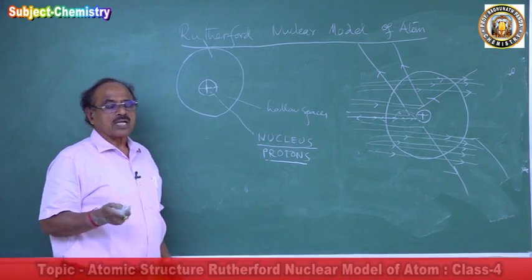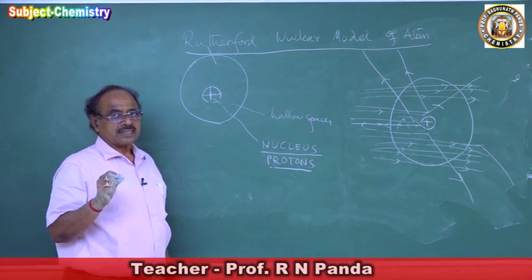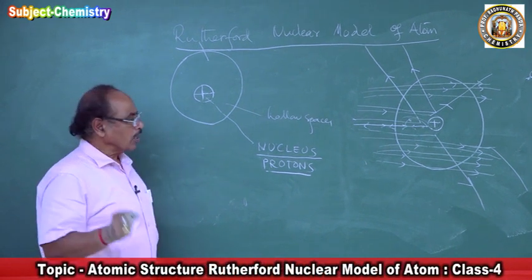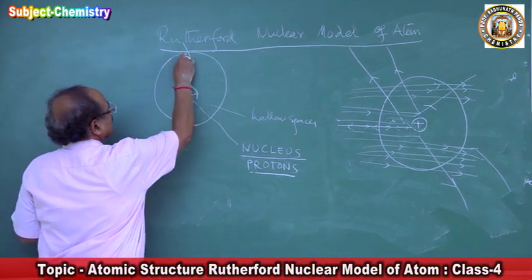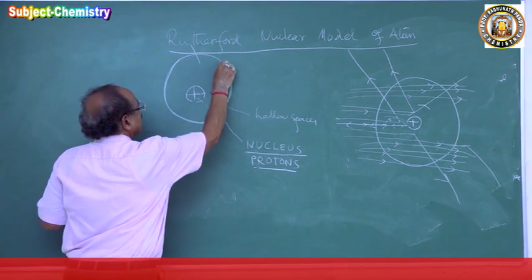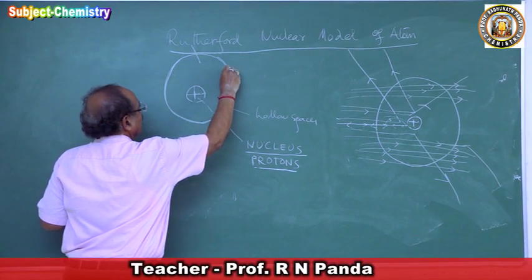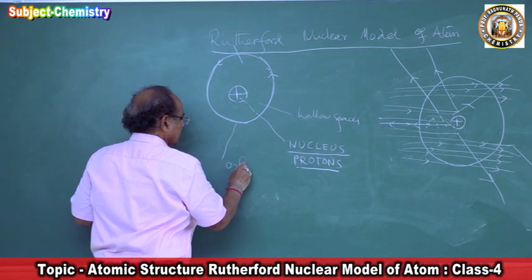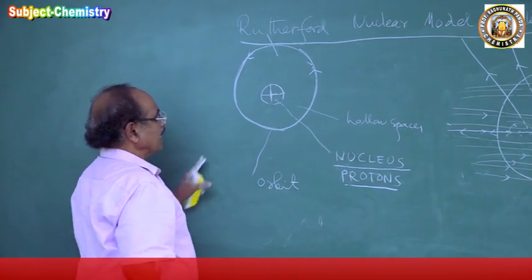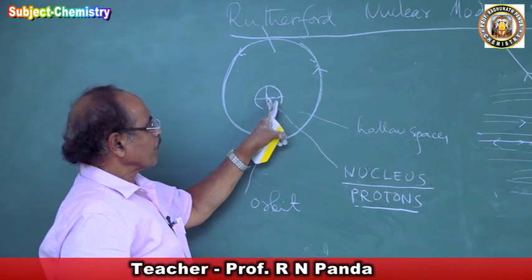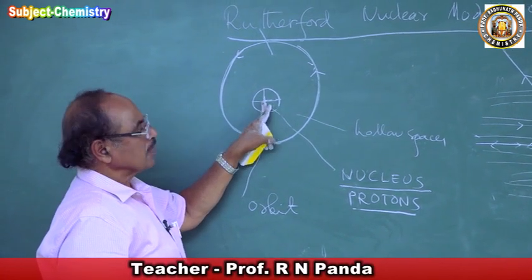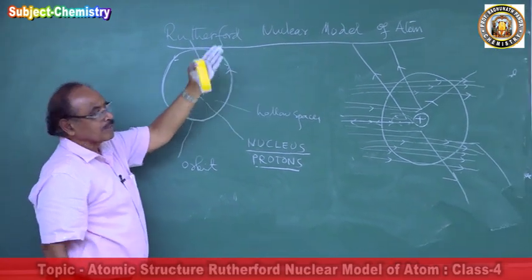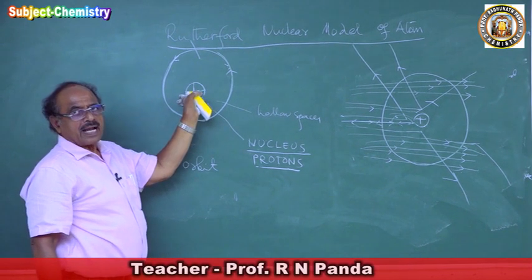Now the electrons are moving around the nucleus in circular orbits, in a circular path. This is a circular path, and in this circular path these electrons are moving. This path he called the orbit, and the electrons are moving around this nucleus. So taking the nucleus, he proposed the model of the atom, and he called it the nuclear model of atom. He took the nucleus and proposed the model.